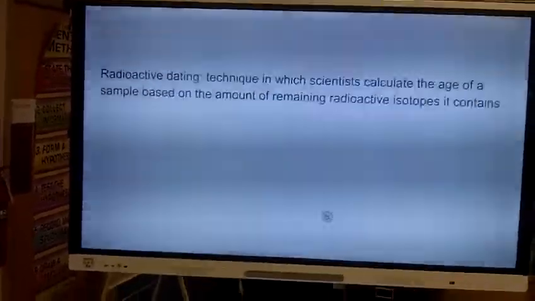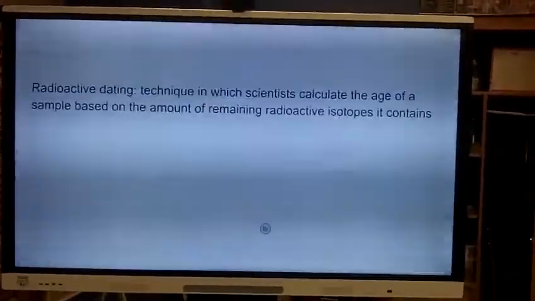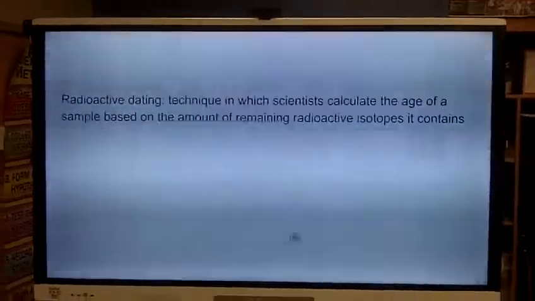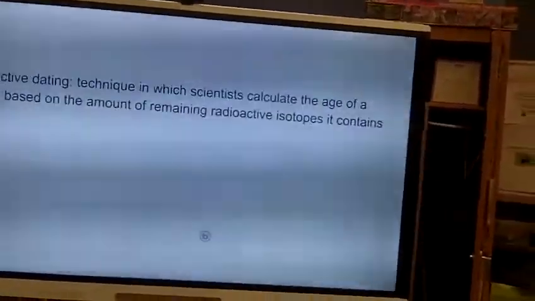It says, radioactive dating: technique in which scientists calculate the age of a sample based on the amount of remaining radioactive isotopes it contains. All right, that's a term from Unit 6. We're going to talk about that, but put a pin in that for a moment.